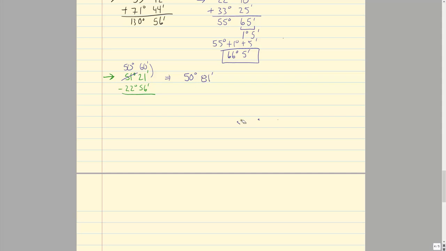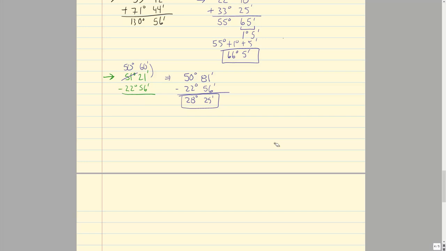And now I should be able to subtract the 22 degrees and the 56 minutes. So again, when I subtract, 50 minus 22 is going to give us our 28 degrees. And then our 81 minutes minus 56 minutes will be 25 minutes. So we're borrowing just like we used to, but instead of borrowing tens and hundreds, we're usually borrowing 60s, in terms of 60 minutes in a degree or 60 seconds in a minute.